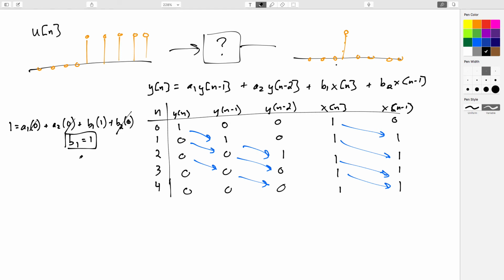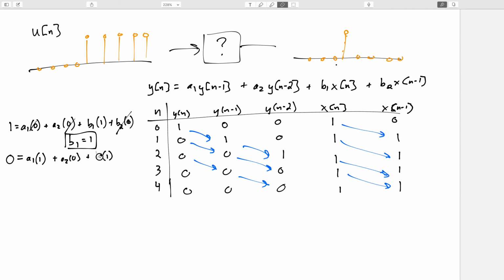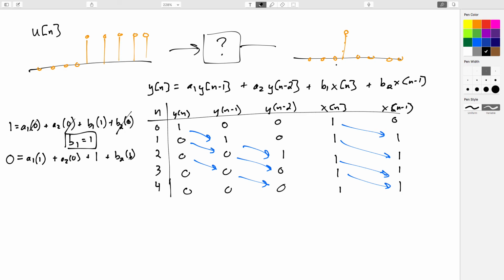Next part then is, at the next time step, our output is going to be 0. And that's going to equal A1 times 1 plus what? A2 times 0 plus B1 times 1. And we know B1 is 1, so we might as well just put a 1 here. Plus B2, this time times 1. Okay, and this is saying then A1 plus B2 must equal -1.